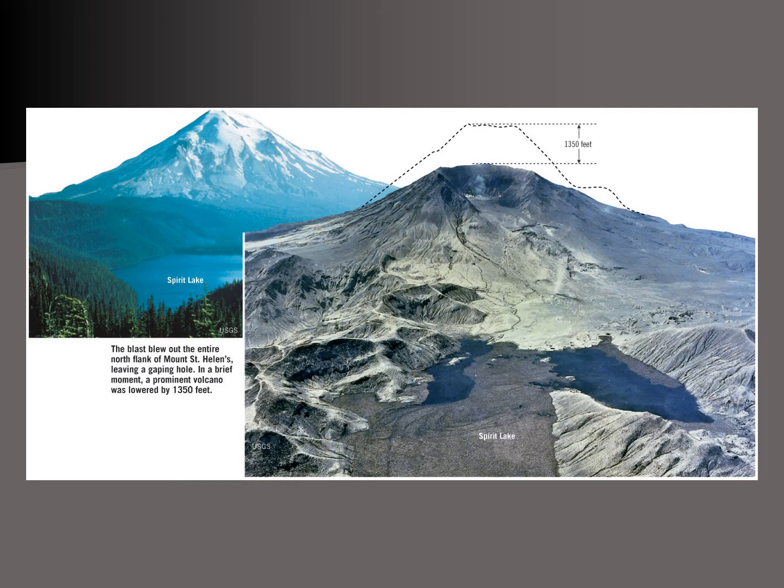But you see most of Spirit Lake's been filled in. You see that you've lost 1,350 feet of the mountain. You've lost that bulging north flank. And you're looking now into, how can you see into that caldera? Very easily, because you're looking from the north, where the north flank kind of disappeared.